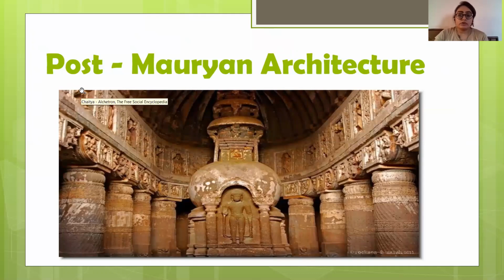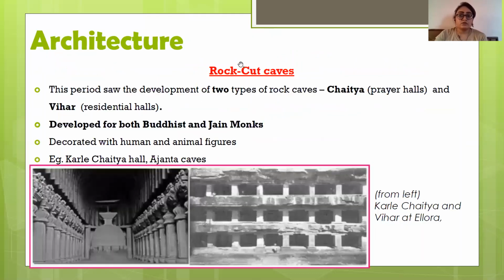Now we end with the Mauryan architecture, coming on to the post-Mauryan architecture now. First one is the rock cut caves. This period saw the development of two types of rock caves. First is the Chaitya and second is the Vihar. I told you the difference: Chaitya is the prayer hall and Vihar is the residential hall. These were developed for both Buddhist and Jain monks. Chaityas and Vihars were not specifically related to Buddhist monks or Jain monks.